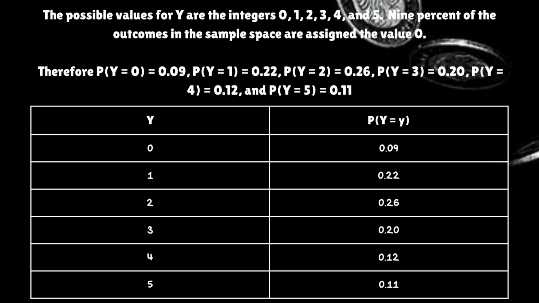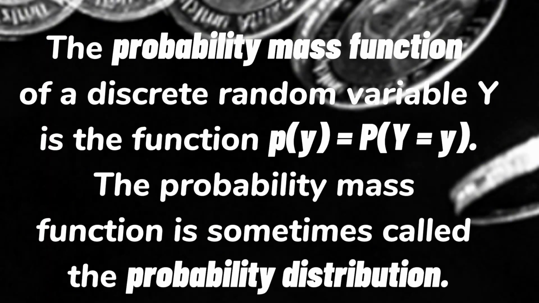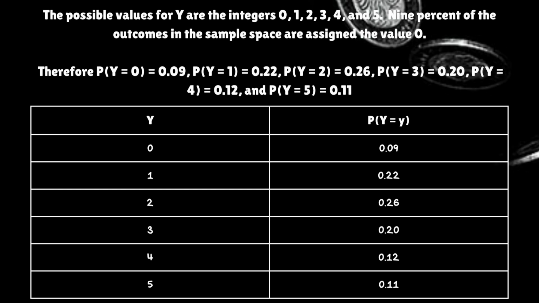The list of possible values 0, 1, 2, 3, 4, 5 along with the probabilities for each provides a complete description of the population from which Y is drawn. This description has a name: the probability mass function. The probability mass function of a discrete random variable Y is a function p(y) equal to the probability Y equals y. The probability mass function is sometimes called the probability distribution. Thus, for the random variable Y representing the number of imperfections in a randomly chosen chip.